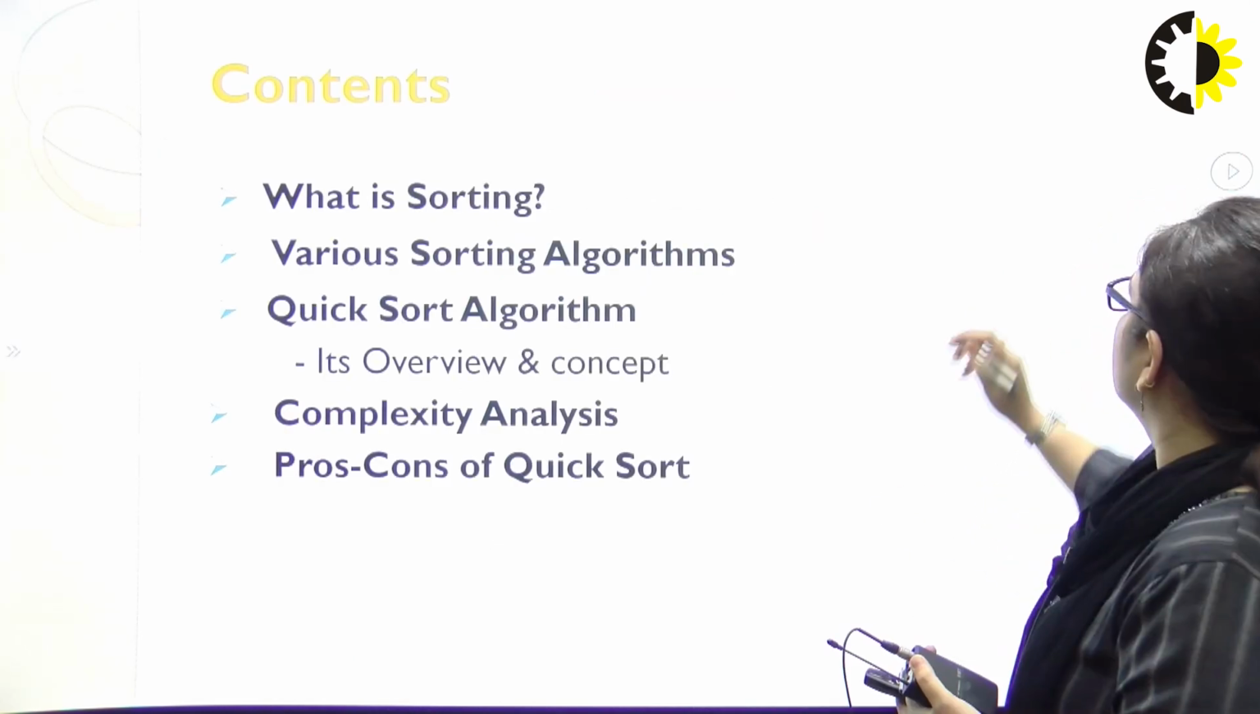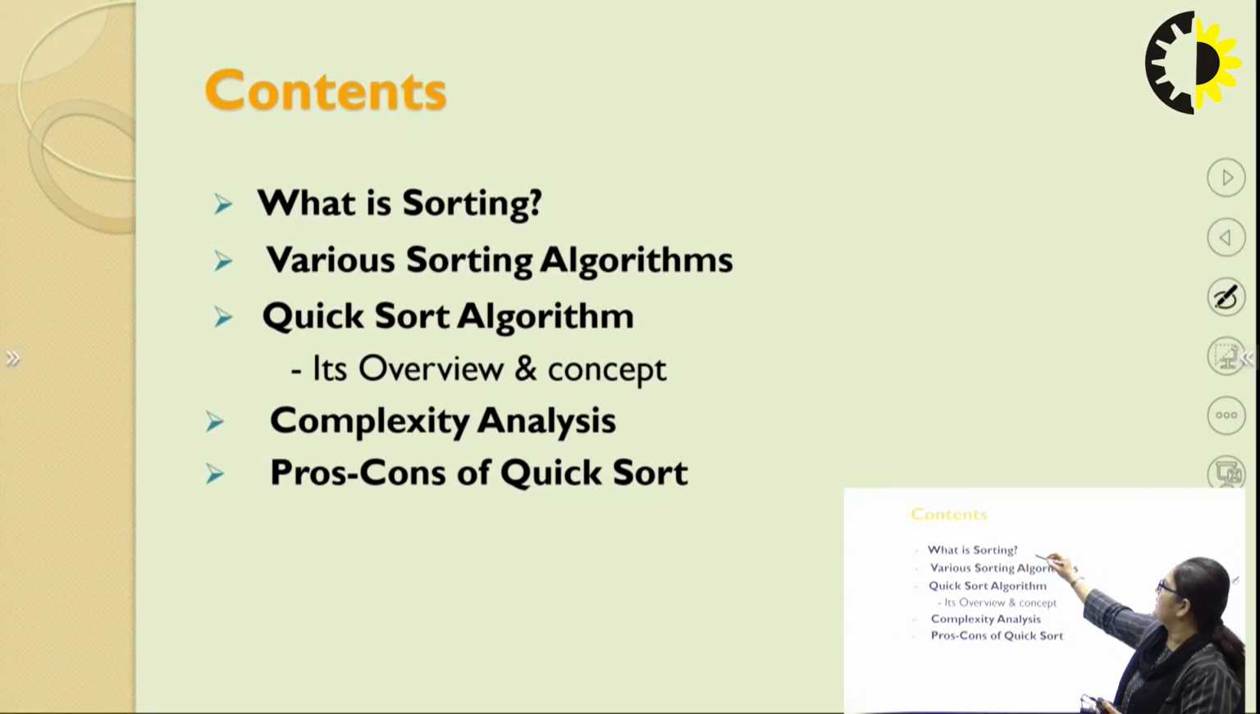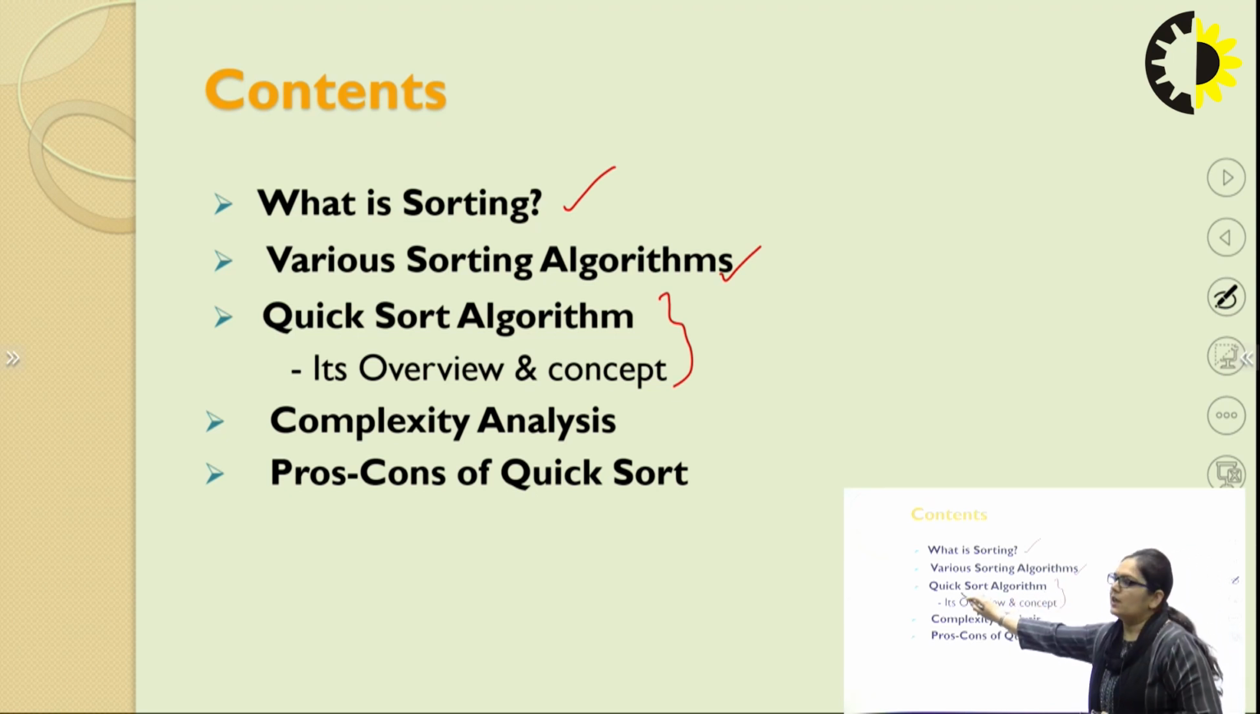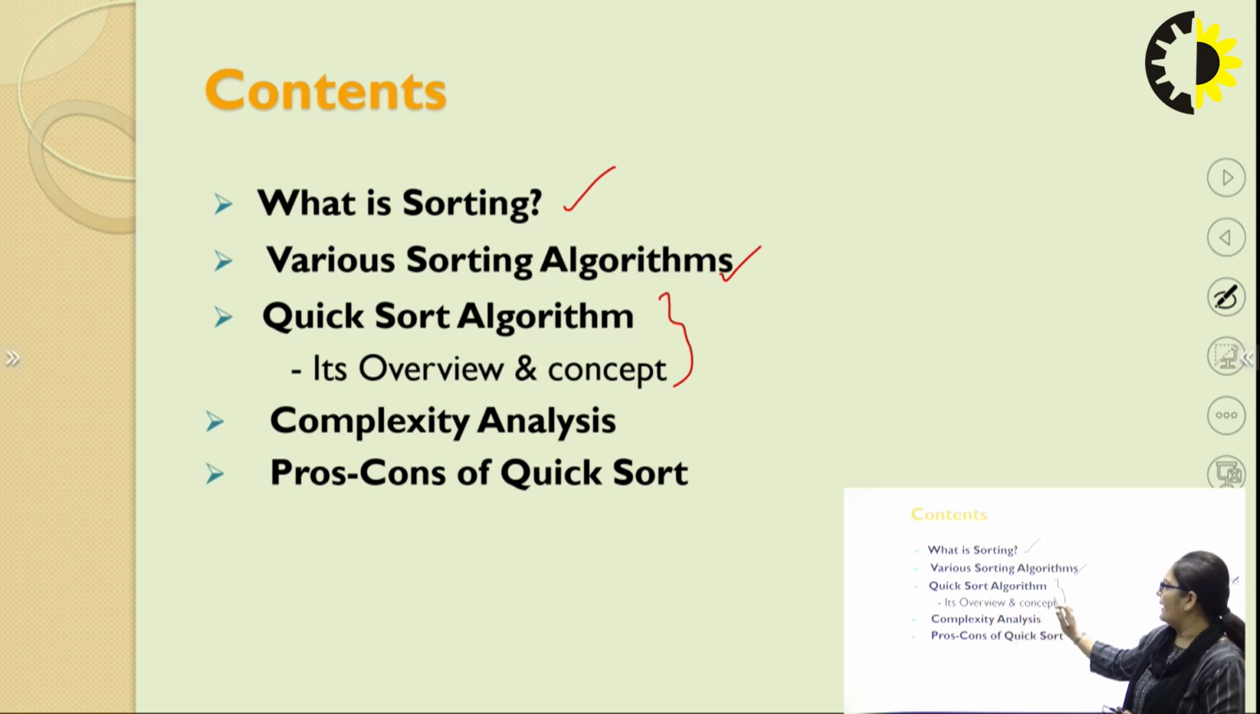Today I am going to discuss these topics: what is sorting, and the various sorting algorithms available to sort the elements of a given array. Then we will focus on the quick sort algorithm, its overview, and the technique or concept we follow to sort the elements of a given array using quick sort. After that we will analyze the time complexity or running time, basically the time the quick sort algorithm takes to sort the given elements. And at the end we will discuss the pros and cons of the quick sort algorithm.